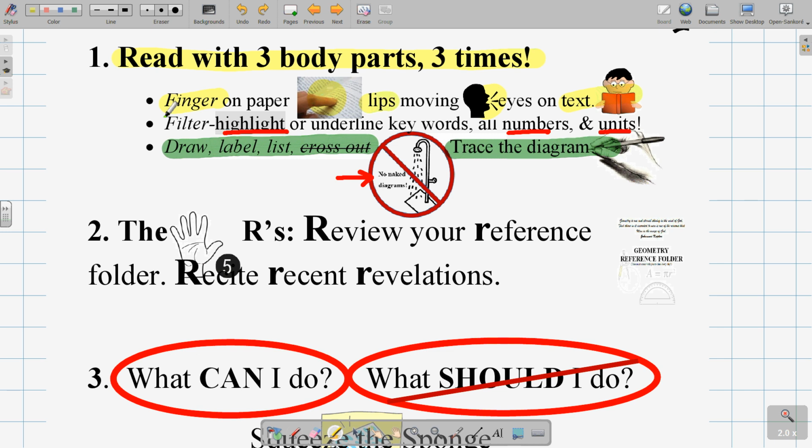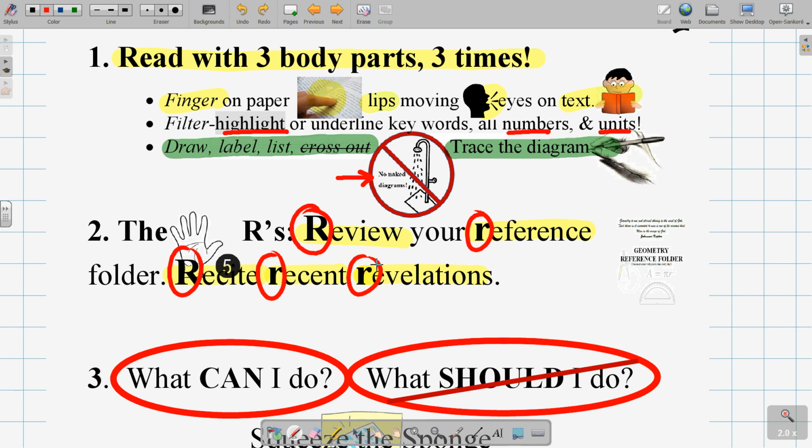Number 2, the 5 R's. Review your reference folder, recite recent revelations.